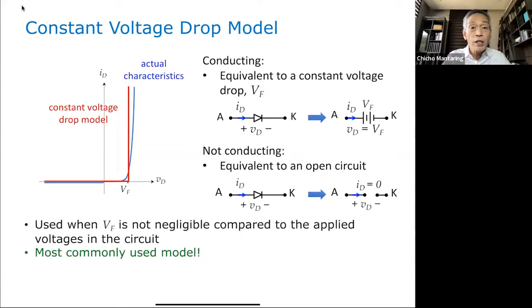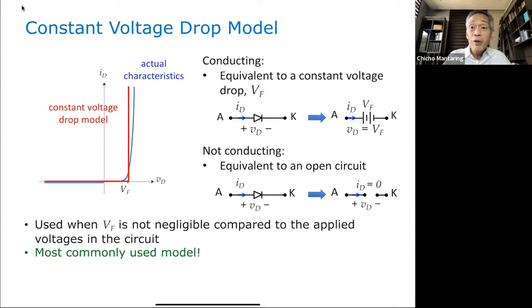Now, when do we use the constant voltage drop model? We use the constant voltage drop model when V of F is not negligible compared to the applied voltages in the circuit. So kanina dun sa example ko, using the ideal model, sabi ko, okay, if your applied voltage is 220 volts, 0.7 is negligible.